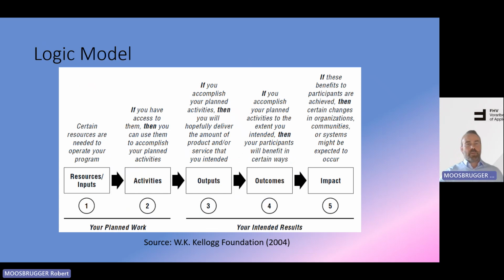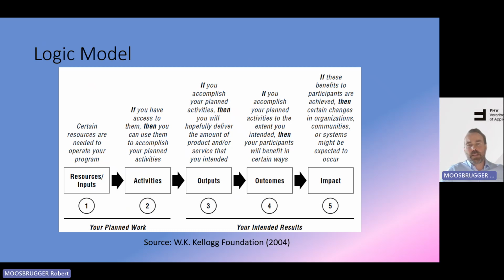Once you have your theory of change, as a next step, you develop a logic model, which breaks down the various elements of your project into resources or inputs, the activities, the outputs, outcome, and the impact. And this is a logical sequence. So if you have the resources necessary, you will implement your activities. These activities will lead to certain outputs, which are the tangible results of your project.